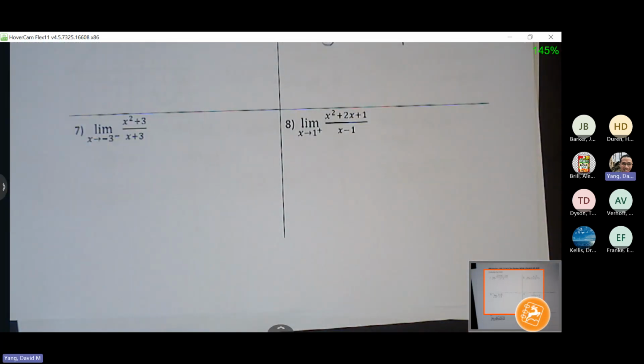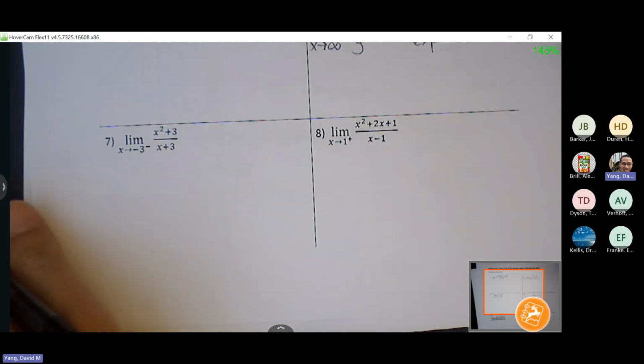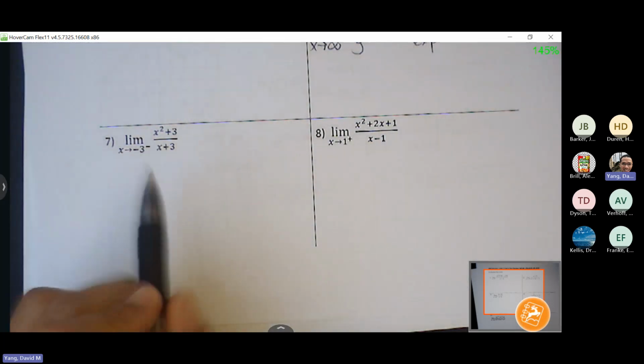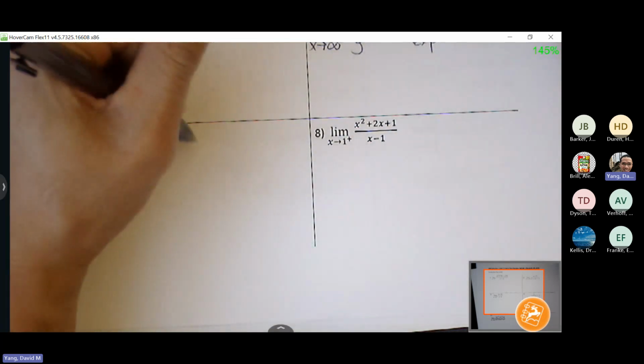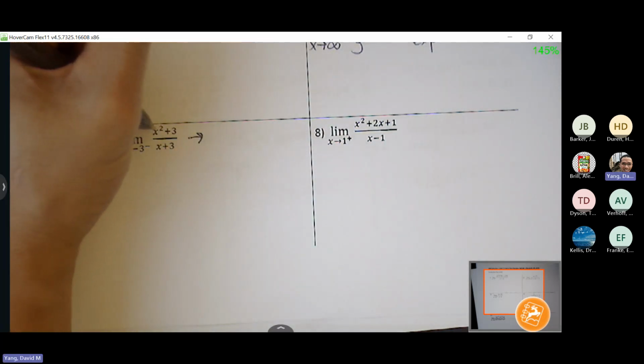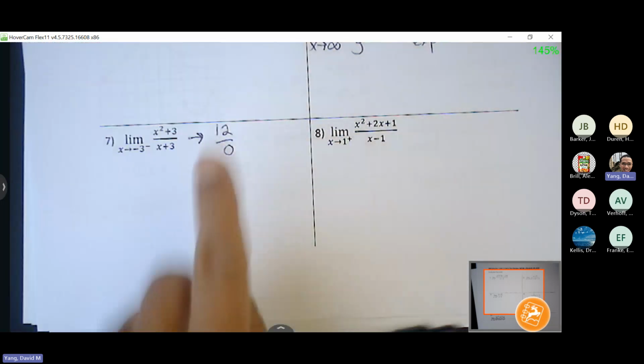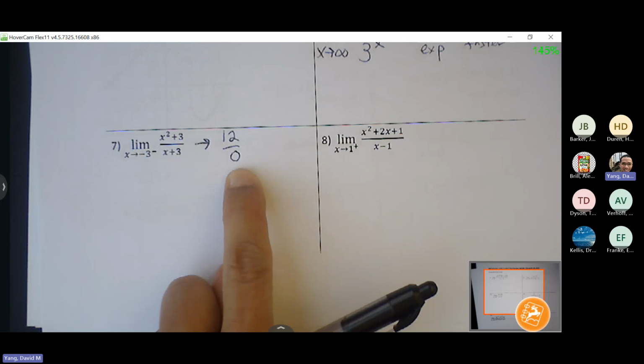All right, number 7. It's another one-sided limit, but we never want to skip our first step. So we always are going to just plug in the integer value, so negative 3 in for x. That's negative 3 squared, which is 9. 9 plus 3 is 12. So 12 over 0. So now this is indicating to us something, right? This means what? Vertical asymptote.